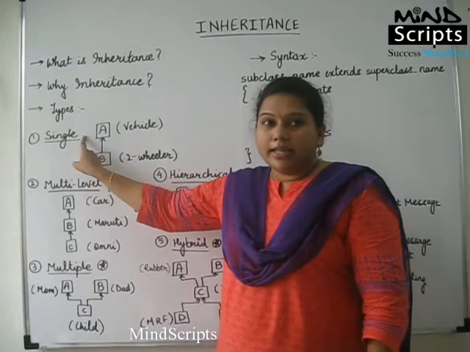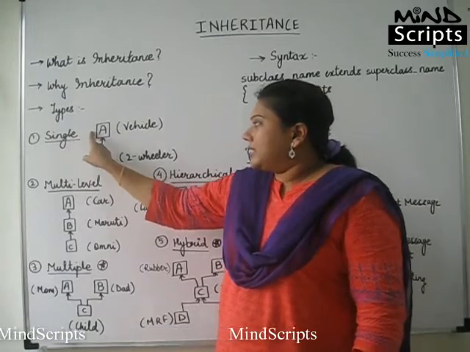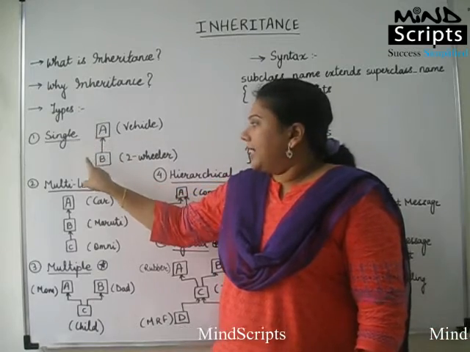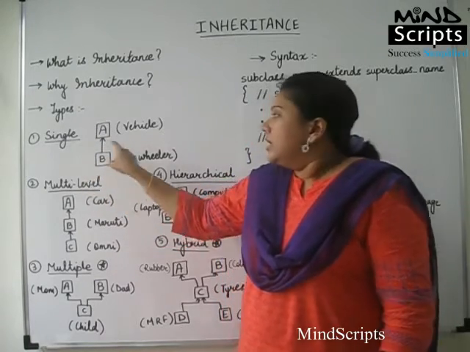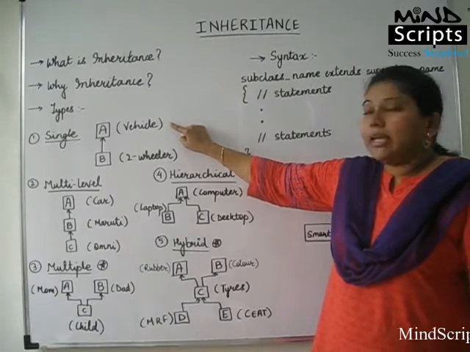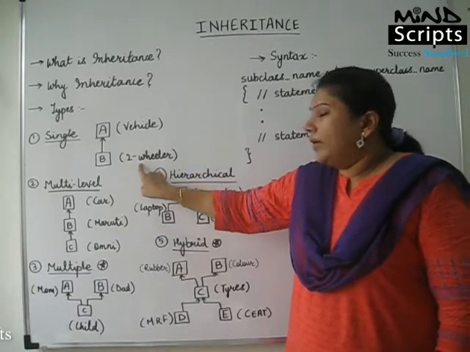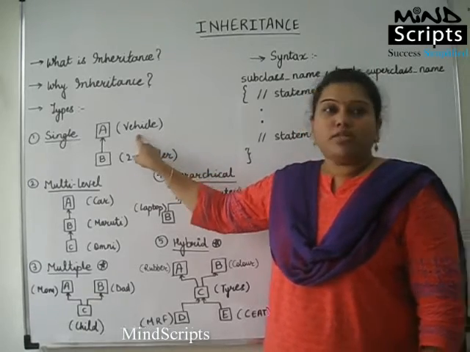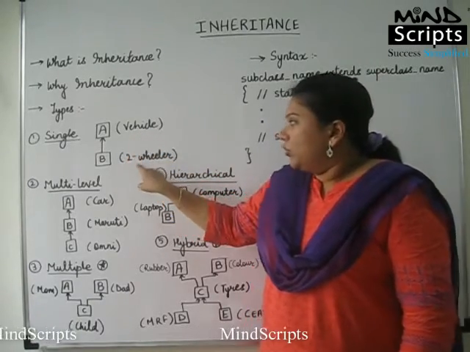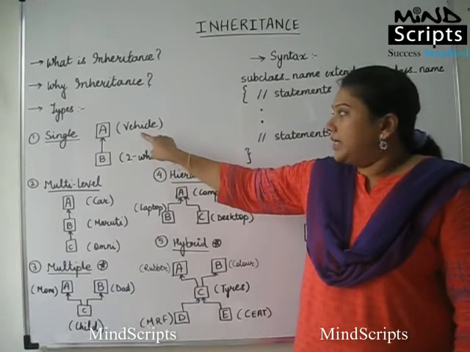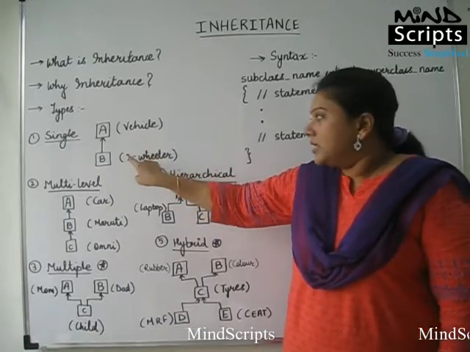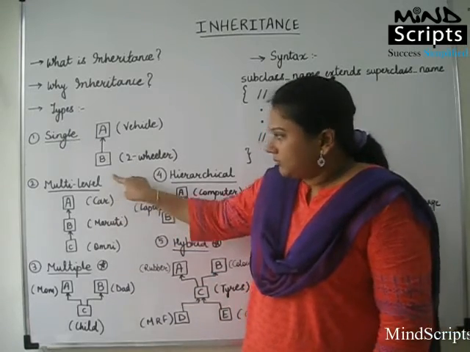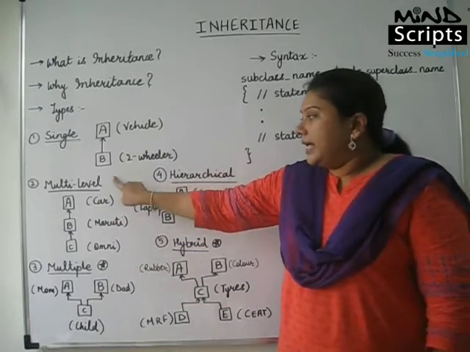The first example is single inheritance, in which there is a class A and a class B. Class A is called the superclass and class B is called the subclass. For example, if vehicle is a superclass, a two-wheeler is also a type of vehicle. So two-wheeler is derived from the vehicle class. Two-wheeler contains the properties of the vehicle class, plus it may have its own properties or attributes.